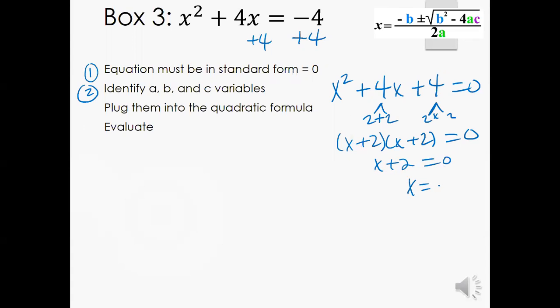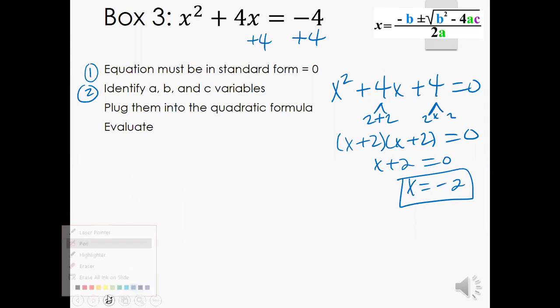So x equals negative 2. Do we see that? Yeah. Okay, you have that skill to do that already. What I'm going to model is doing it with the quadratic formula. So with the quadratic formula, your A is 1, your B is 4, and your C is 4.